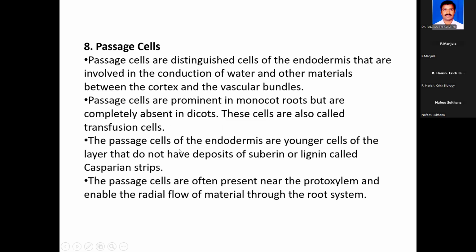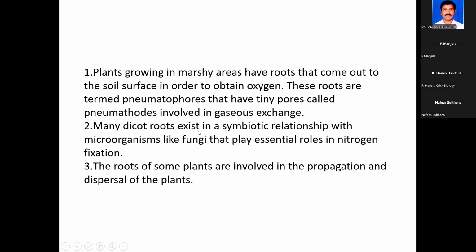The passage cells of the endodermis are younger cells of the layer and they do not have deposits of suberin or lignin. That is, the Casparian strips are absent in the passage cells. The passage cells are present near the protoxylem and enable the radial flow of materials through the root system. So this is about the internal structure of the dicot and monocot root.